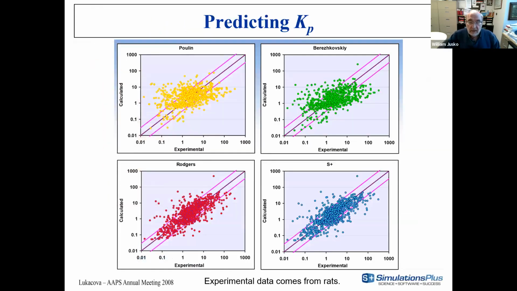So predicting KP, there are 3 or 4 methods that are commonly used, and the simulations plus software indicates how well each of these work. What's shown on the graph is the calculated, what you would get from the program, versus the experimental, what was originally done in rats, KP values, tissue plasma ratios. And one can see there's a lot of differences among these different prediction methods.